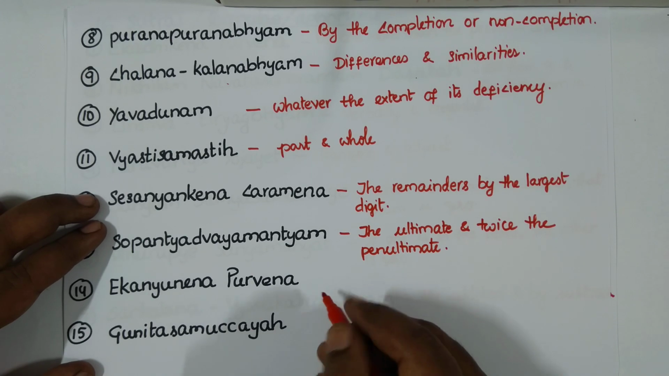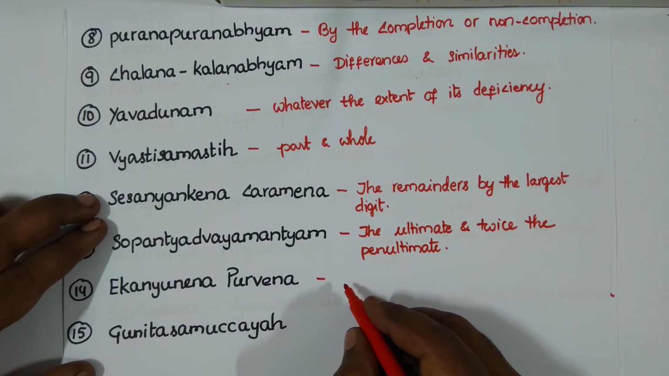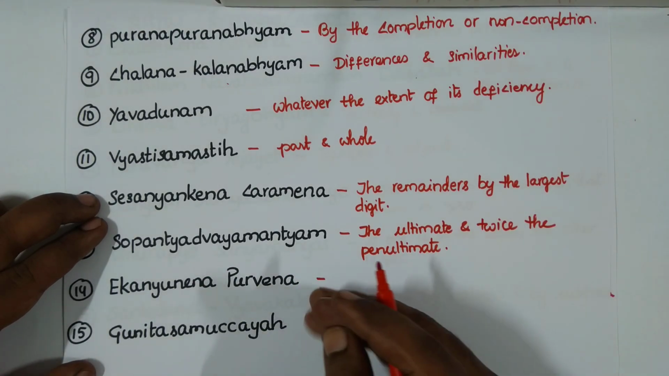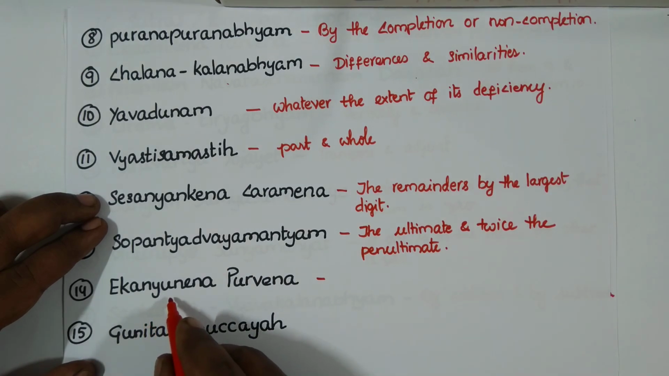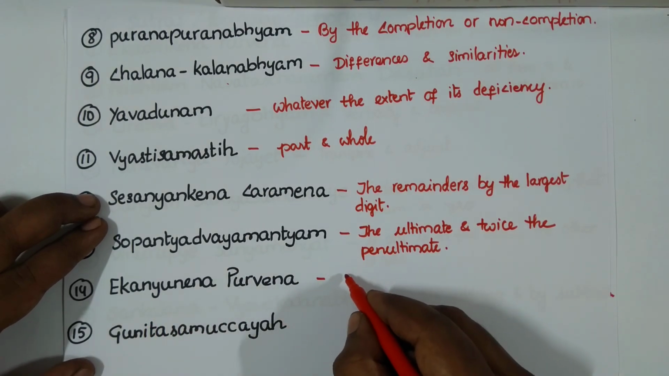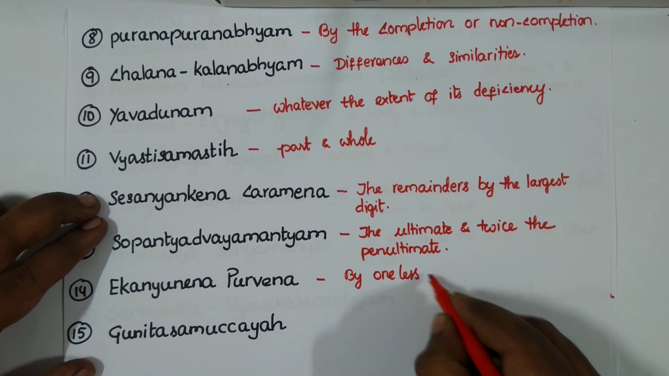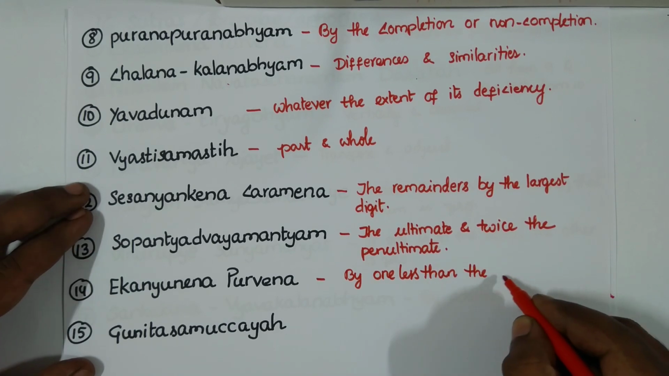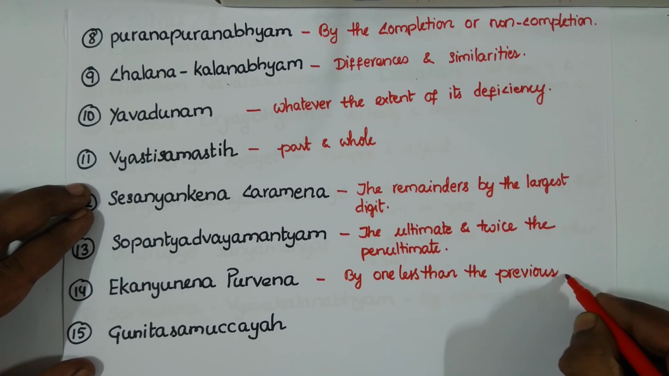Okay, Ekan Yunena Purvena. Ekadikena Purvena means by one more than the previous one, the first sutra. And now the 14th sutra is Ekan Yunena Purvena. This is just the opposite, by one less than the previous one. Alright? By one less than.